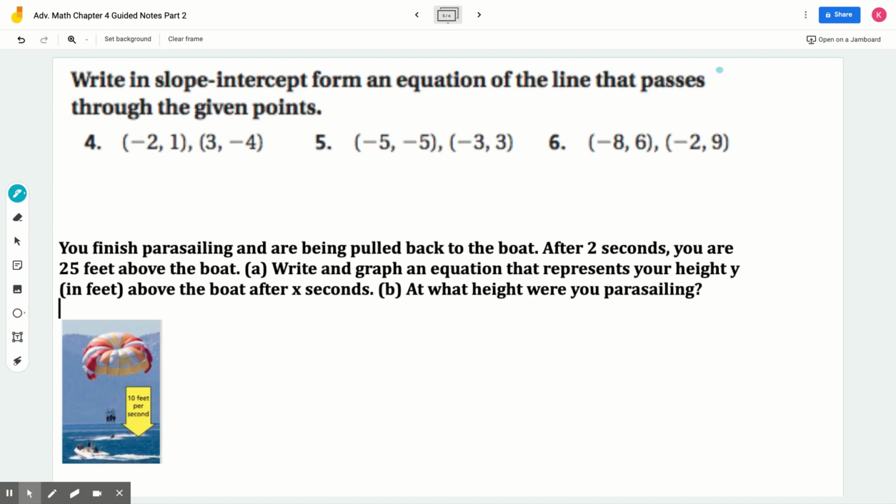Well, if you recall from earlier in the year, or earlier in the chapter, we can find the slope by using 2 points by taking y2 minus y1 over x2 minus x1. So first we must find the slope, and then we can write it in the correct form. So for number 4, y2 minus y1, so negative 4 minus 1 over x2 minus x1.